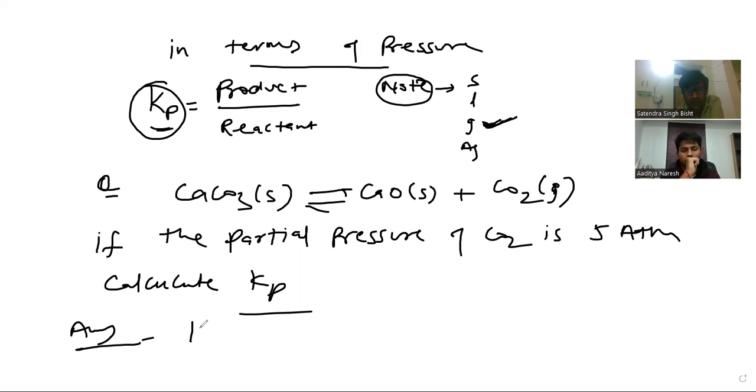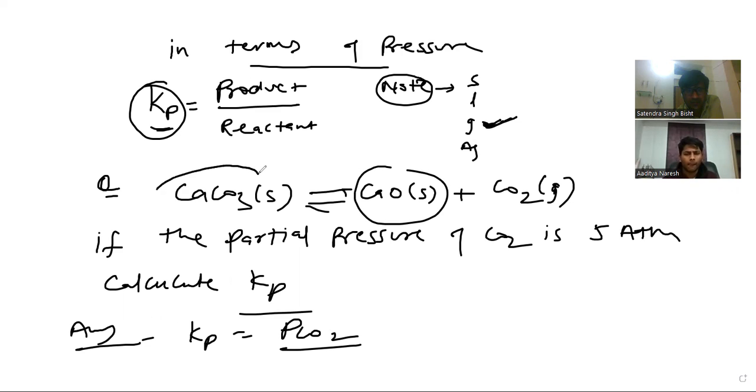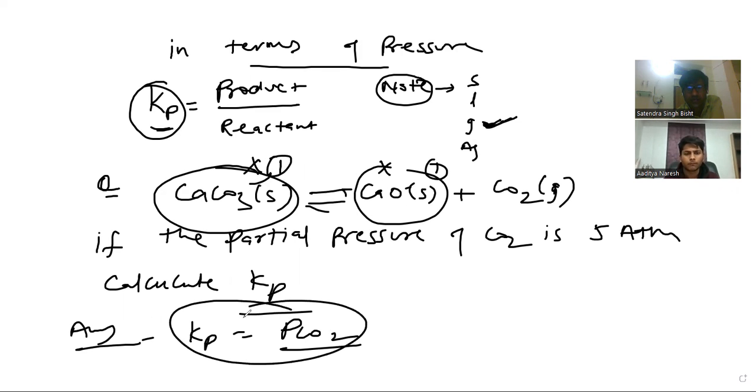What is the formula? Kp is equal to the pressure of CO2. And the other thing is that for a solid, the pressure of the solid state we can count as unity, means 1. Then the answer 5 is right, so 5 atm is the right answer. Clear? And the unit is also clear, atm upon atm.